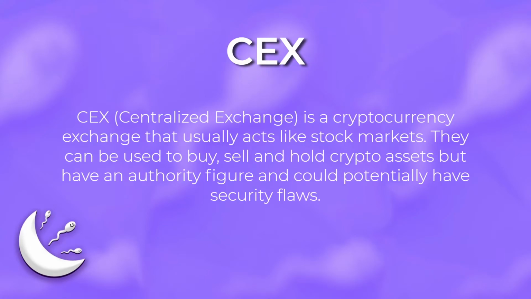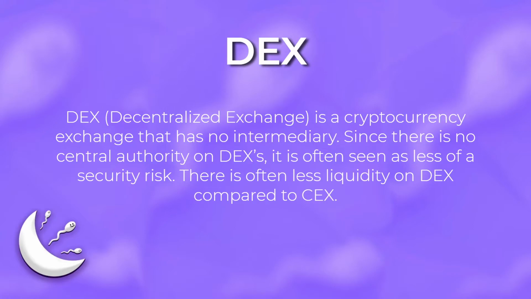A centralized exchange is a cryptocurrency exchange. It's very much like a stock market where there is an authority figure that confirms everything, and it's maybe not as secure as a decentralized exchange. And a decentralized exchange has no intermediary. There's no central authority. It can be slower than a centralized exchange, but it's often more secure. Our liquidity video that we did recently has more information on centralized and decentralized exchanges. So if you want to learn that, once again, the link will be in the description.